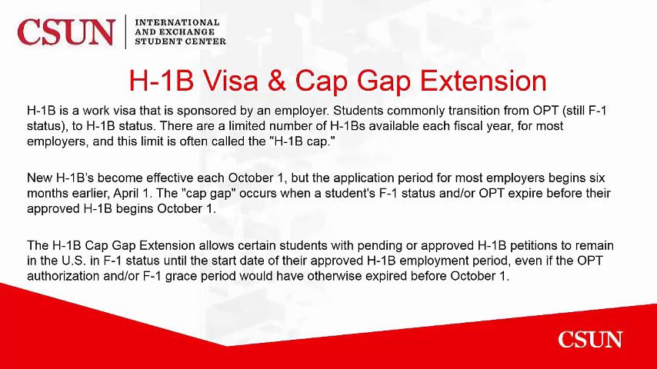But the application period for most employers begins 6 months earlier, April 1st. The cap-gap occurs when a student's F1 status and/or OPT expire before their approved H-1B begins, October 1. The H-1B cap-gap extension allows certain students with pending or approved H-1B petitions to remain in the United States in F1 status until the start date of their approved H-1B employment period, even if the OPT authorization and/or F1 grace period would have otherwise expired before October 1.